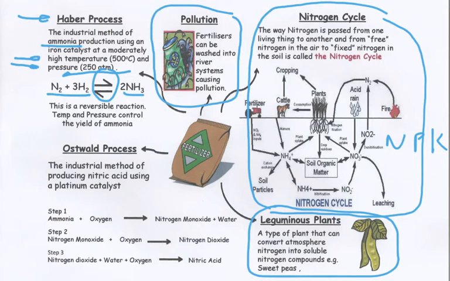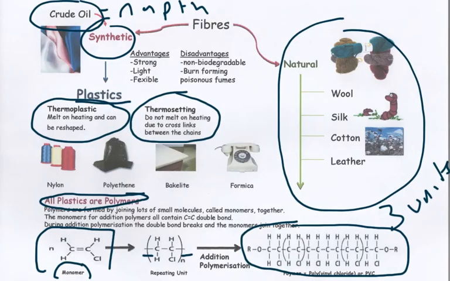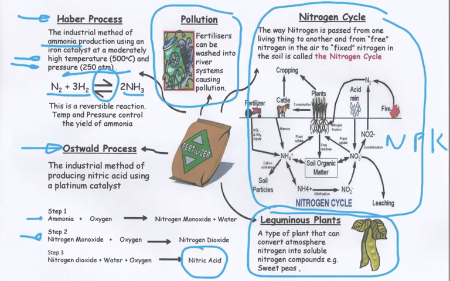The ammonia is then used in the Ostwald process to be converted into nitric acid through three steps. Ammonia plus oxygen, giving nitrogen monoxide and water. The nitrogen monoxide then reacts with more oxygen to give nitrogen dioxide, and then the nitrogen dioxide is reacted with water and oxygen to give the nitric acid. This is all done in the presence of a platinum catalyst. One thing to remember, in the Haber process, it is an iron catalyst.